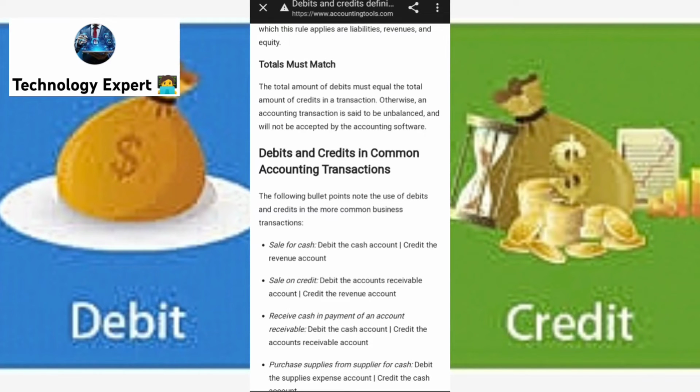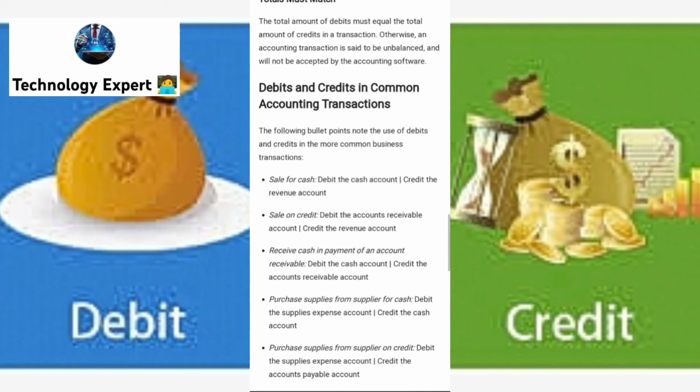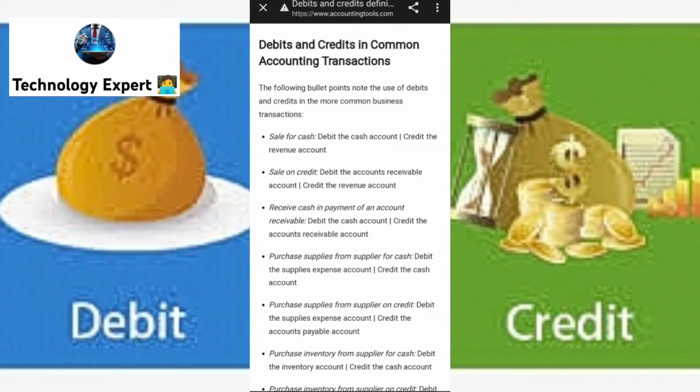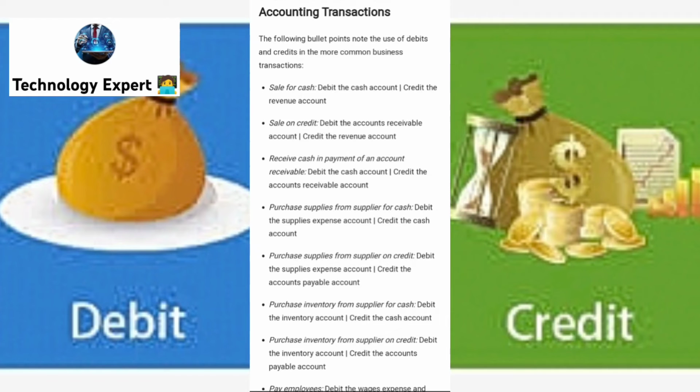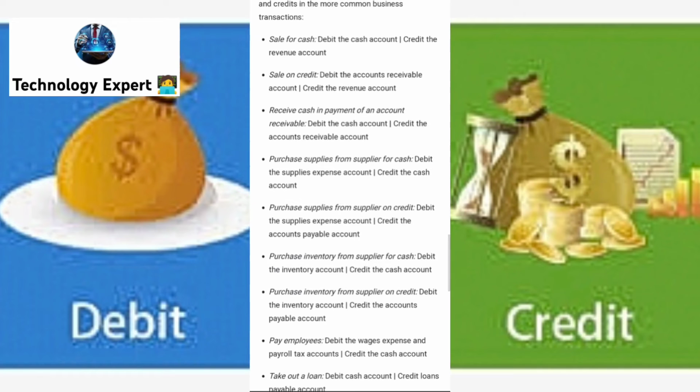Debits and credits in common accounting transactions. The following bullet points note the use of debits and credits in the more common business transactions. Sale for cash: debit the cash account, credit the revenue account. Sale on credit, or sale on account: debit the accounts receivable account and credit the revenue account.